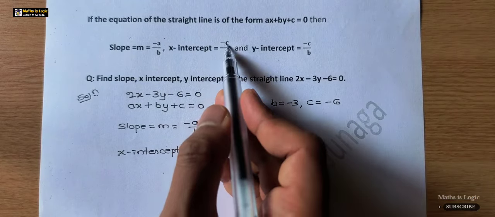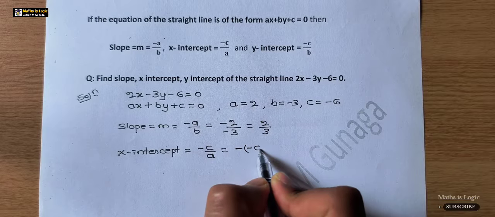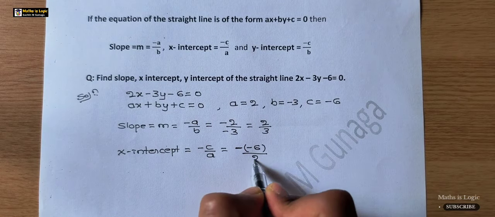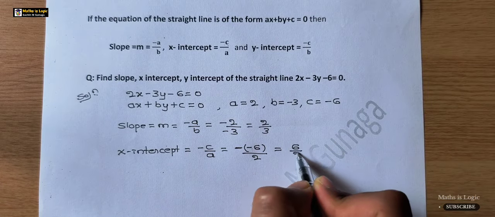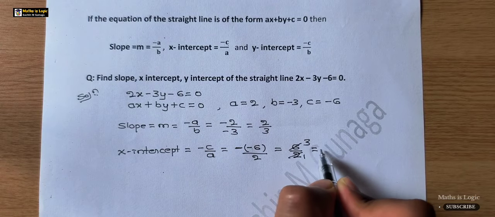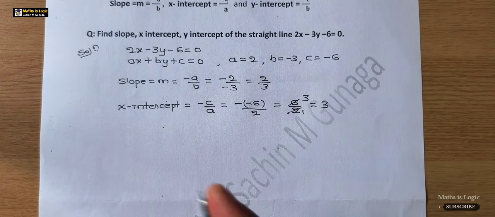X-intercept formula is minus c divided by a. So keep that minus as it is. C is minus 6. So in bracket mention minus 6 divided by a value, that is 2. So which is equals to, minus into minus is plus, 6 divided by 2. You can cancel 2, 1, 2, 3. So what is the final answer here? 3. Next, y-intercept.